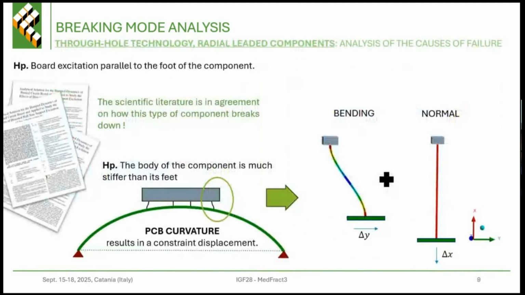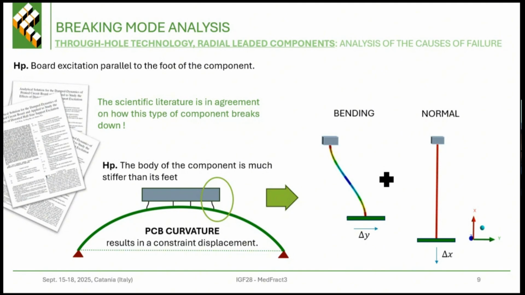If we focus on these components, and in particular on the radial leaded components, you can see in this figure a schematization of that. If we hypothesize that the boards are excited by a load parallel to the foot of the component, the scientific literature is in agreement on how this type of component breaks down. The curvature of the PCB results in a constant displacement, so we have a bending and a normal stress on the lead of the component.